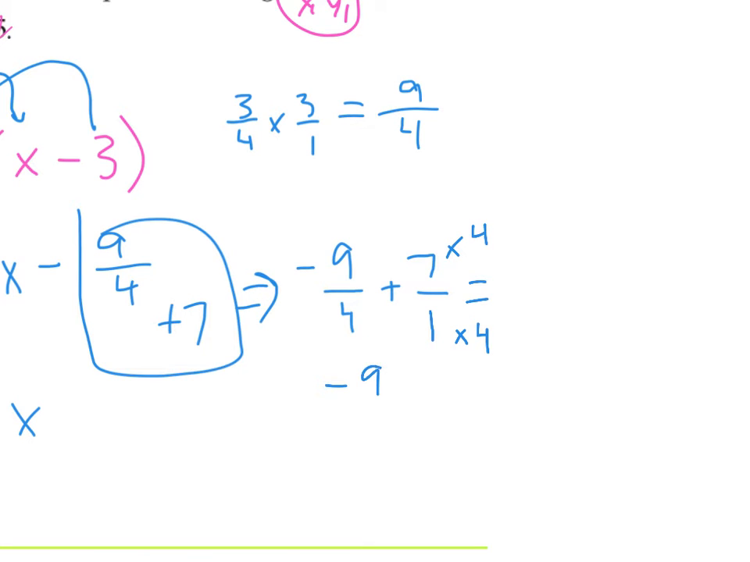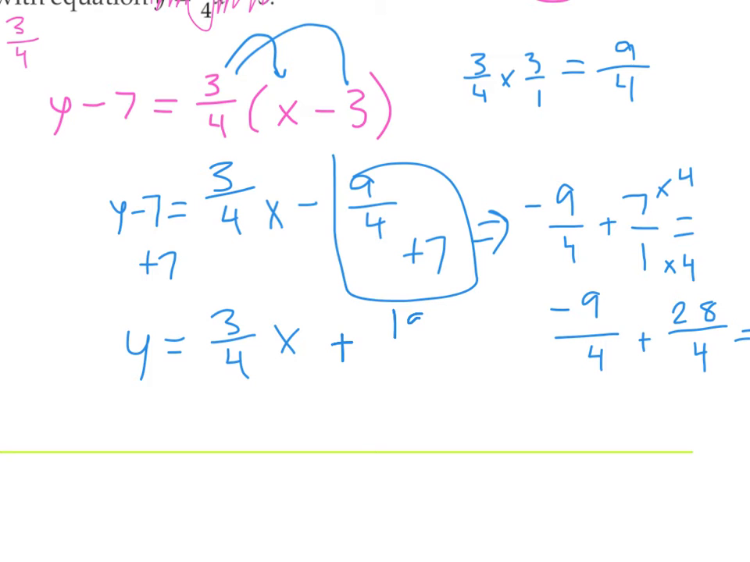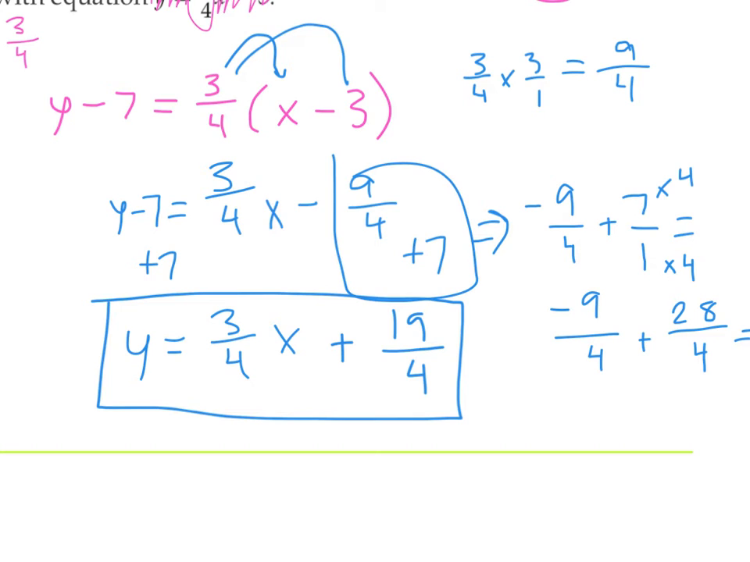So now this is negative 9 over 4 plus 7 times 4, which is 28 over 4. Our denominator stays the same, and we just combine our numerators. So we have negative 9 plus 28. What would that be? 19. So we plug in plus 19 over 4. Our equation here is y is equal to 3/4 x plus 19 over 4.